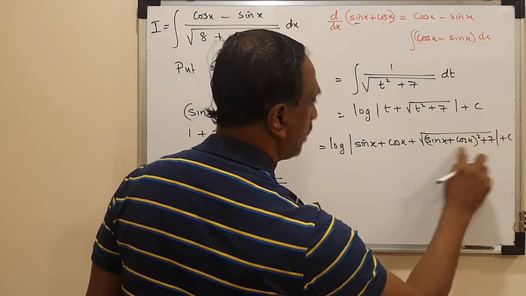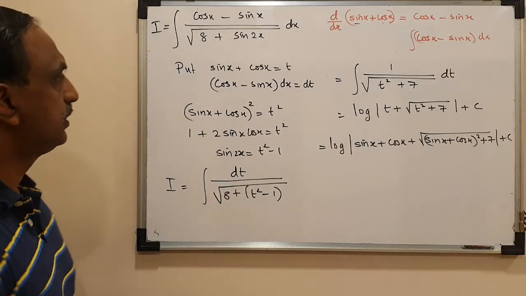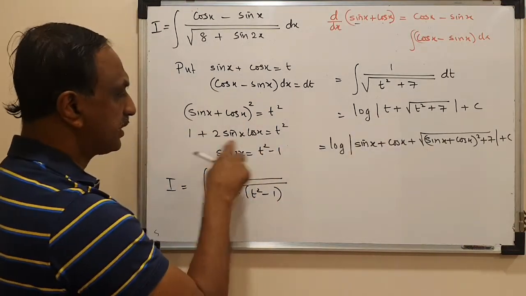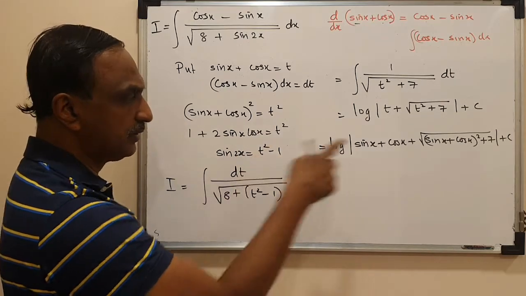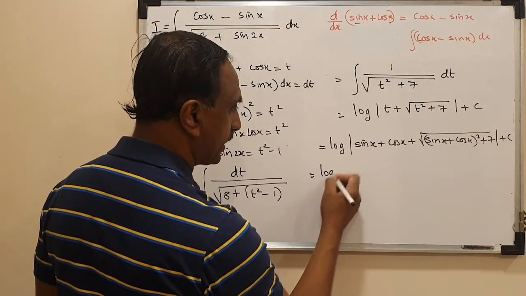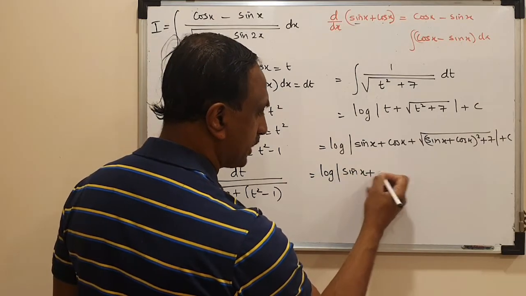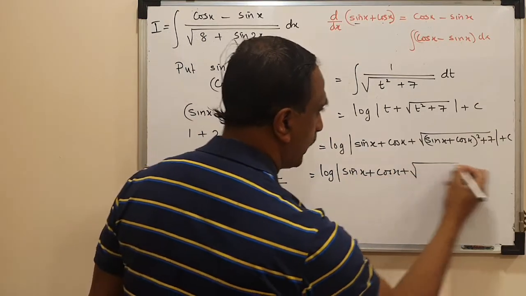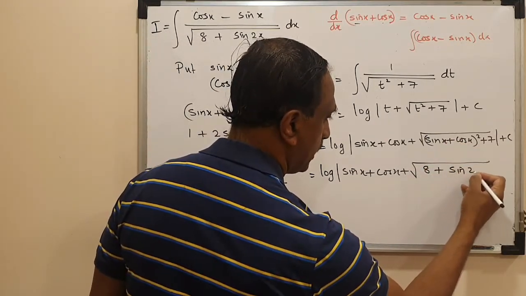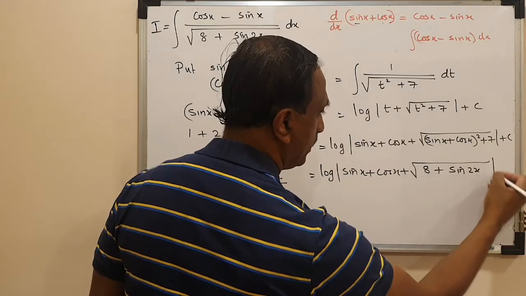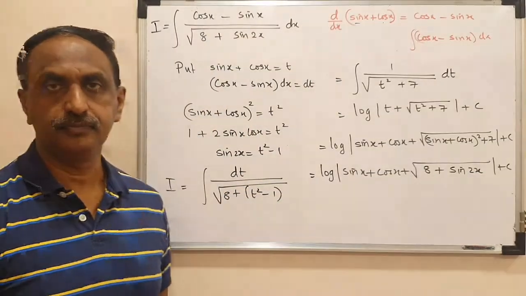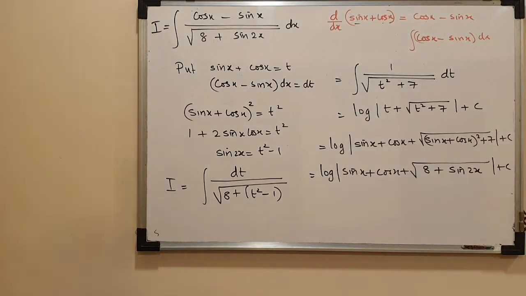c. Instead of this, you may write in terms of sin 2x. Sin x plus cos x the whole square, when you expand this, it becomes 1 plus sin 2x, so 8 plus sin 2x. I've added the 7 also with that 1, plus c. You can make it into sin 2x if you feel like. You can write it this way or this way, however you feel like.